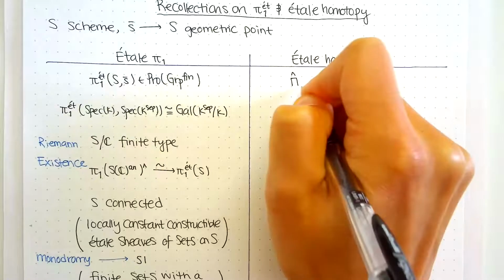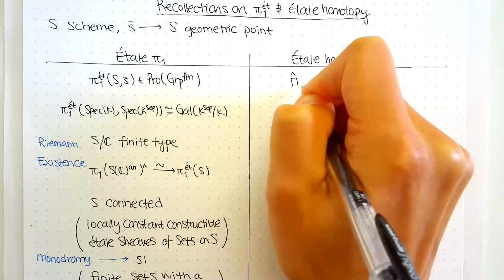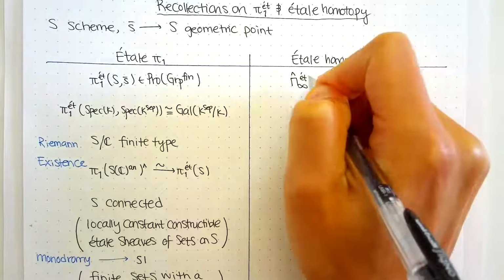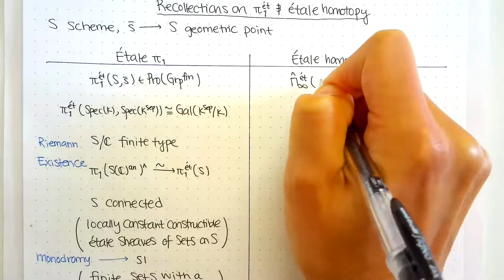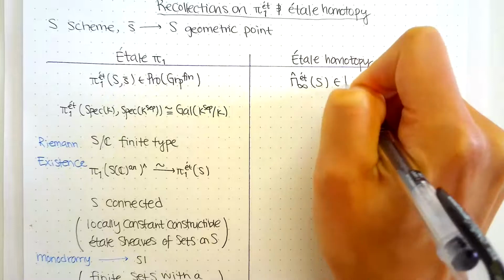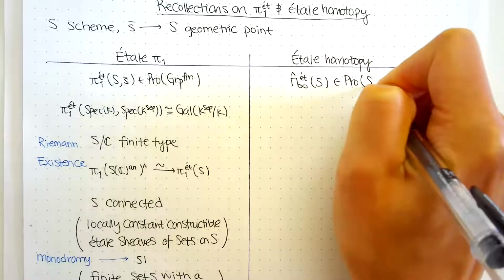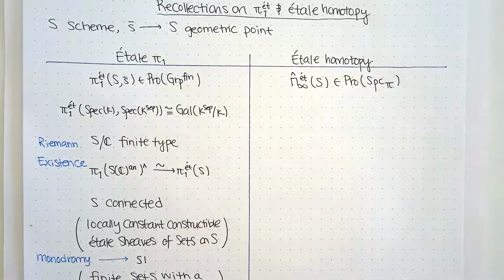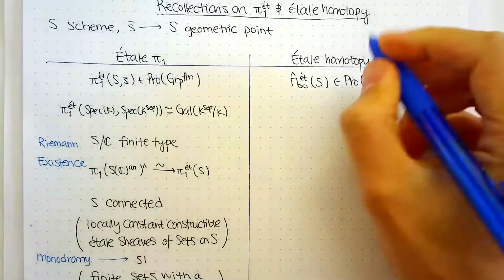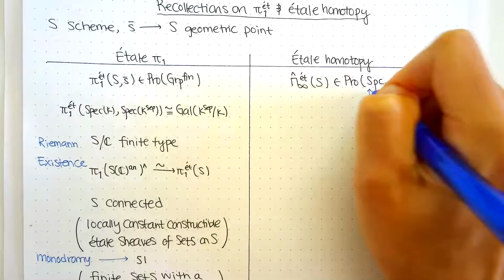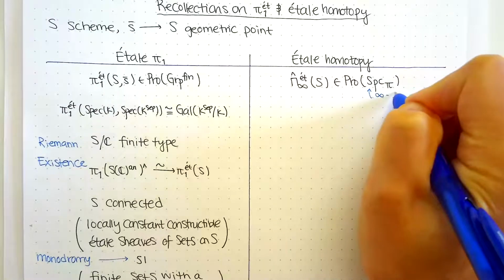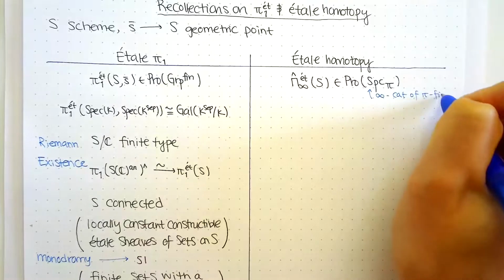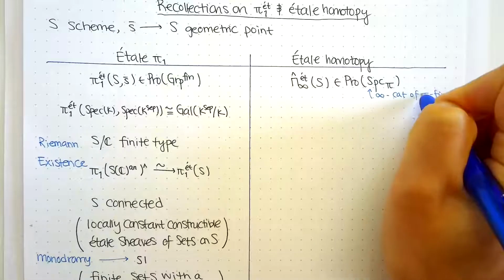So I'm going to put a hat to remind myself that it's a profinite space. I'll call it pi infinity at hat of S. This is going to be a pro object in finite spaces, pi finite spaces. So this is the infinity category of pi finite spaces.